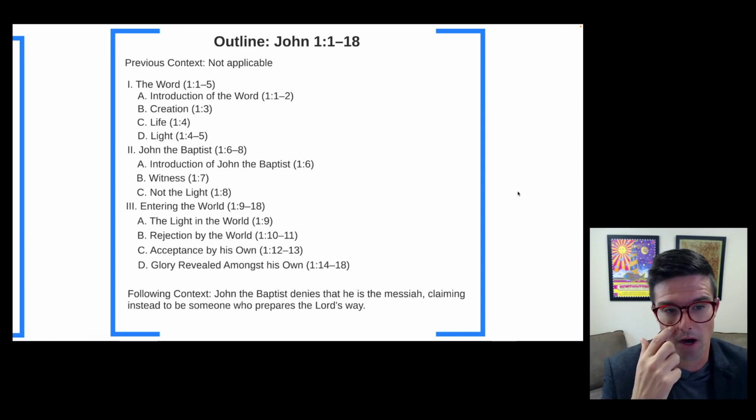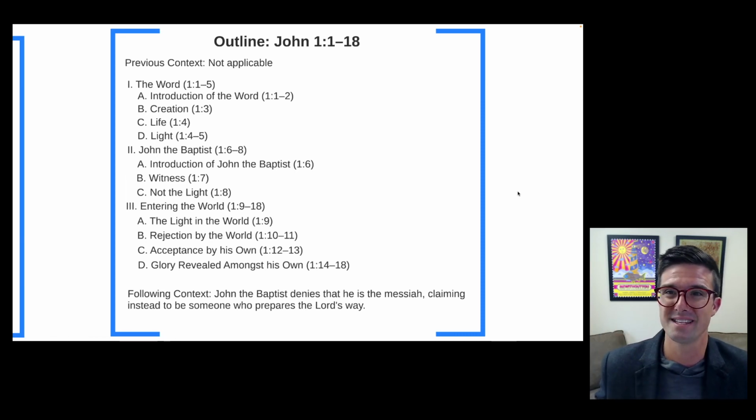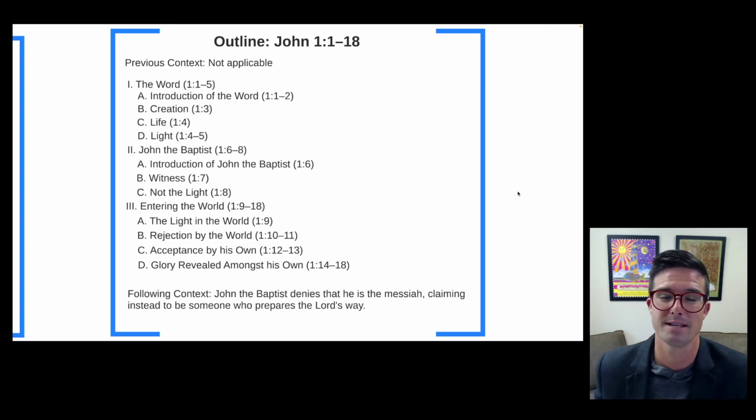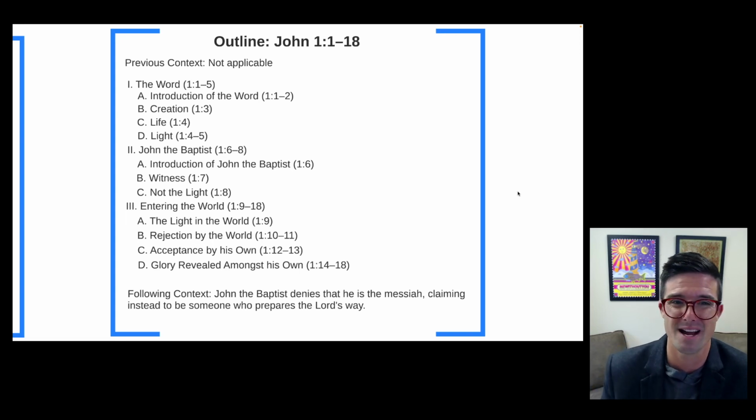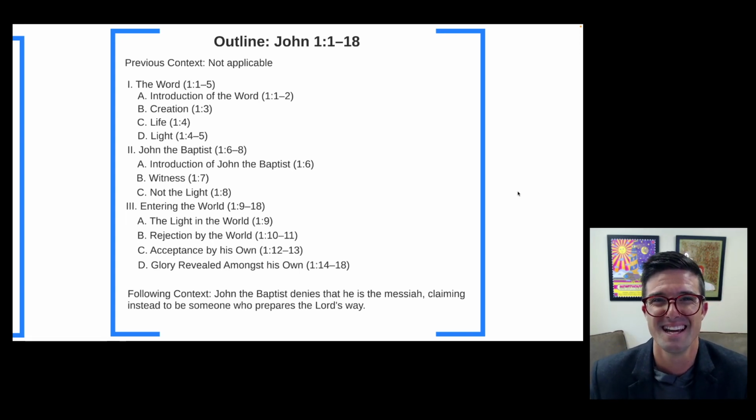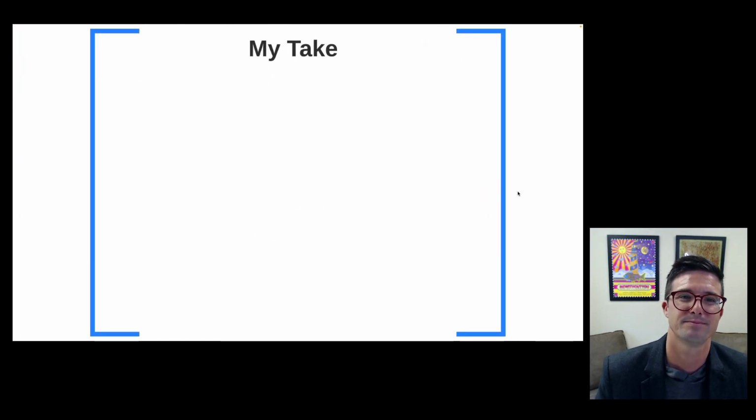be developed later on. And in the following context, we see once again John the Baptist really making clear that he is not the Messiah. So what comes next has already made its way up into the prologue a little bit in verses 6 through 8.